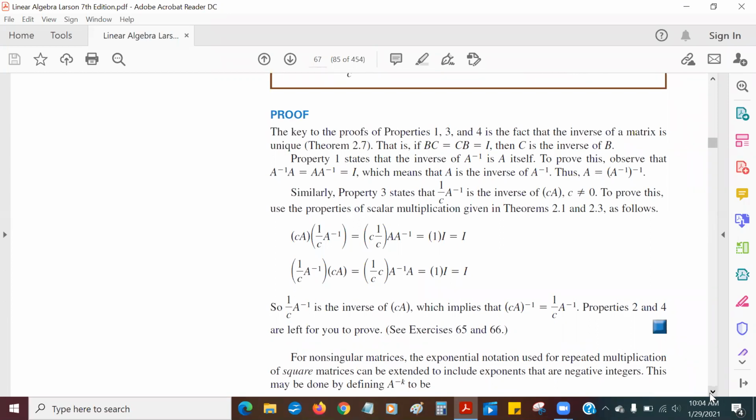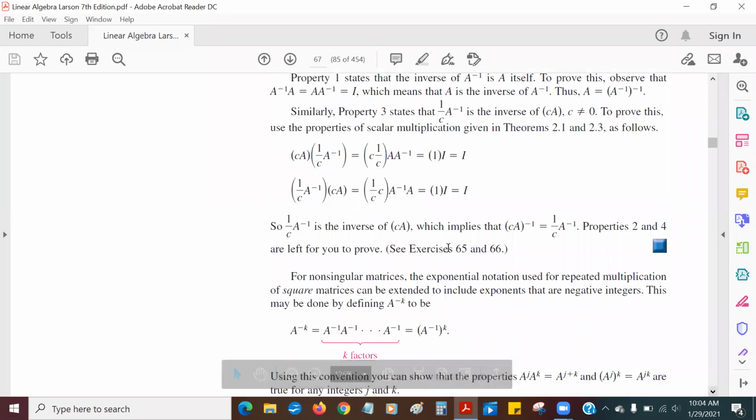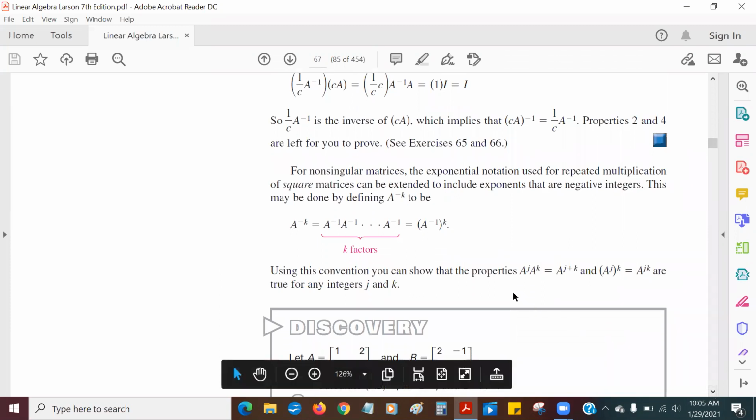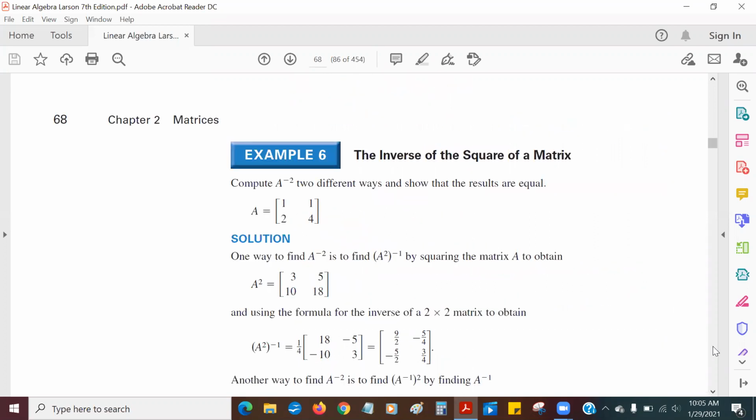For a non-singular matrix, the exponential notation can be extended. What does non-singular mean? Non-singular means invertible. So I can extend this: A to the negative K is equal to A inverse to the K. And now I could show that A to the J times A to the K is equal to A to the J plus K, and A to the J to the K, the power of a power, is A to the JK. And that's true for any integers J and K, positive or negative. These are famous rules of exponents with plain numbers, but these same exponent rules also work with matrices, which is kind of awesome.